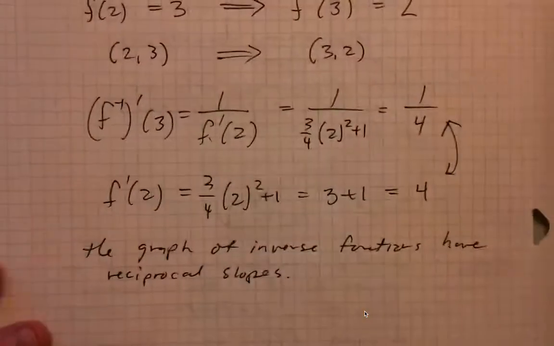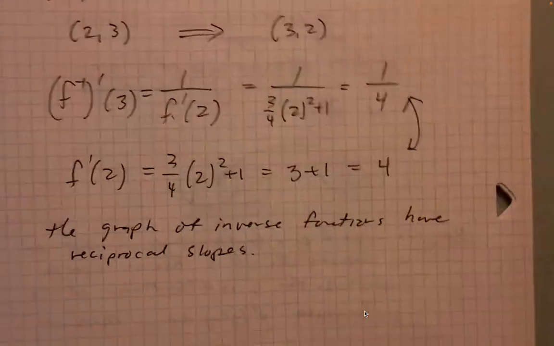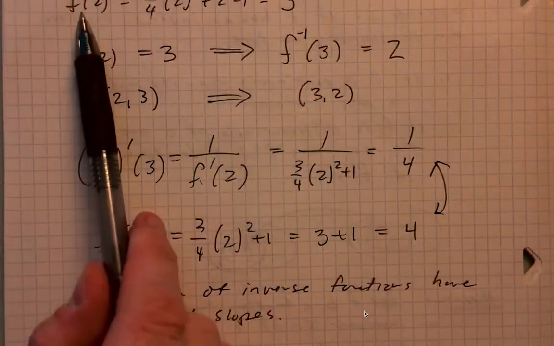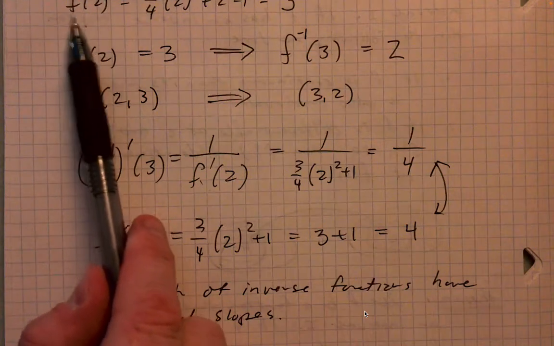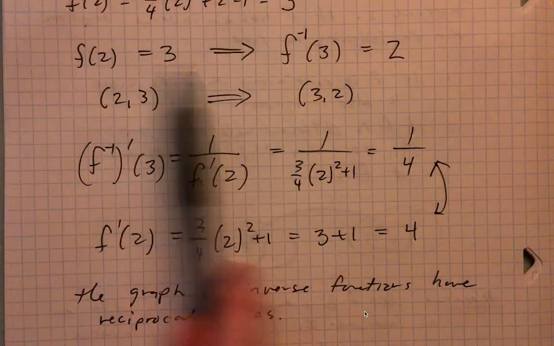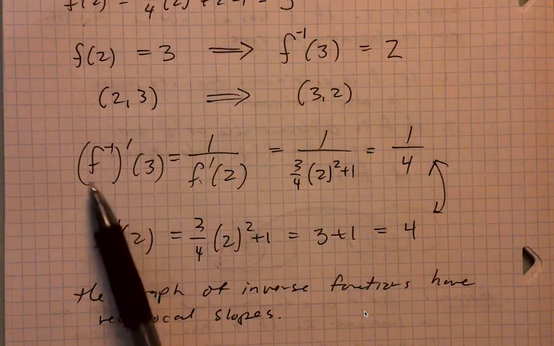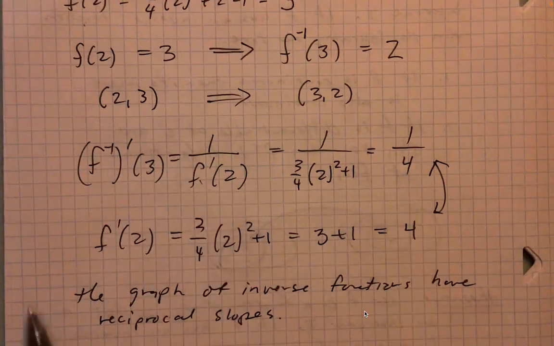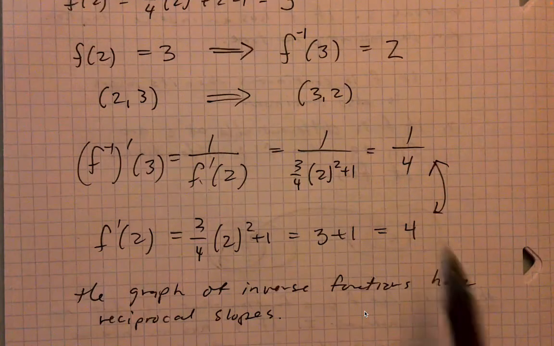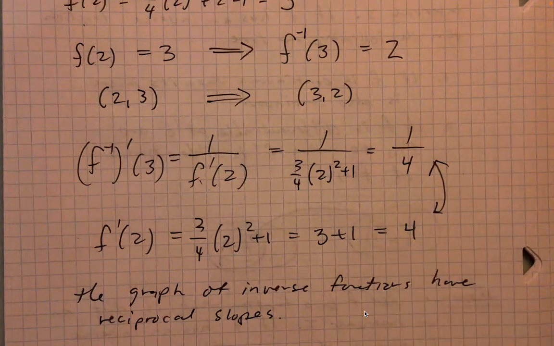And we can see in this example that if I start with f, I know that f of 2 is equal to 3, and so that implies that f inverse of 3 is equal to 2, and the derivative of f inverse at 3 is equal to 1/4, and the derivative of f at 2 is equal to 4, right? So they have this sort of reciprocal relationship. Okay.